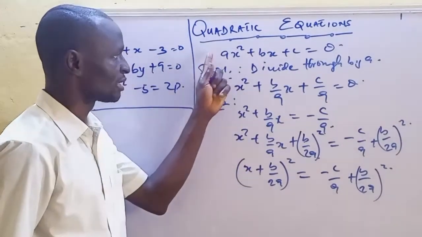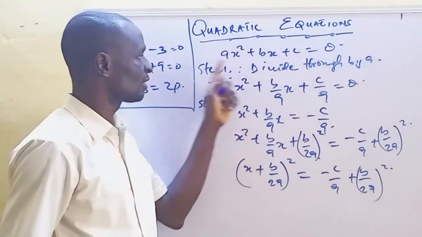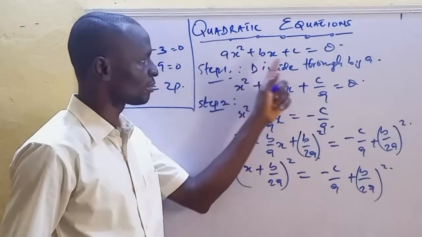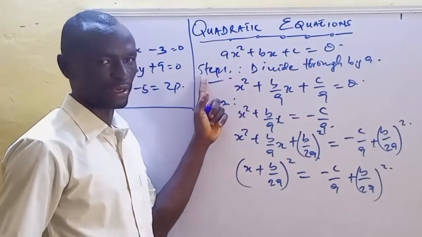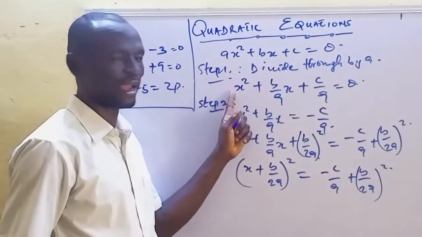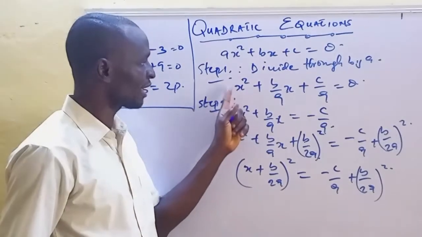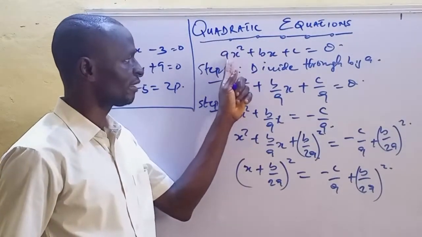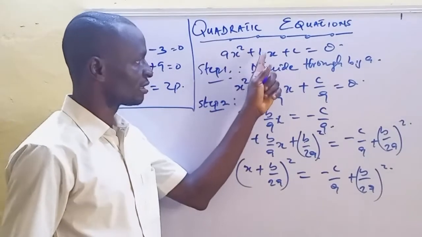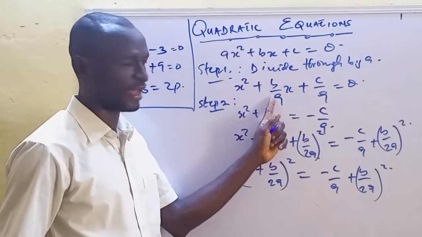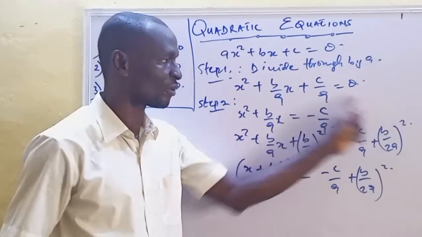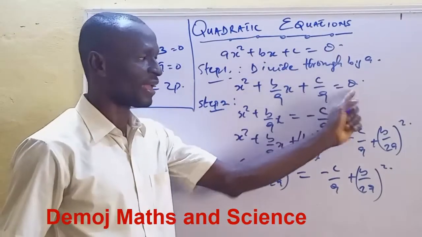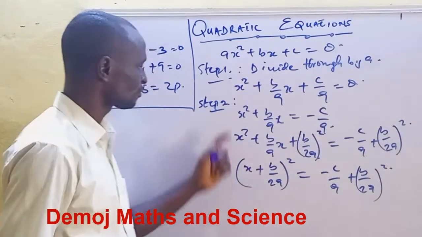Remember we started with the equation itself: ax squared plus bx plus c is equal to 0. Step 1, divide through by a. I'm dividing this by a, it becomes x squared. Divide this side by a, it becomes b over a x. Divide c by a, it becomes c over a equals 0. If you divide 0 by a, it's still 0.